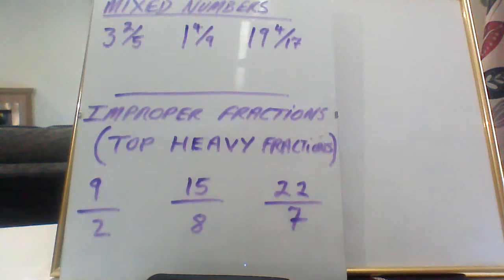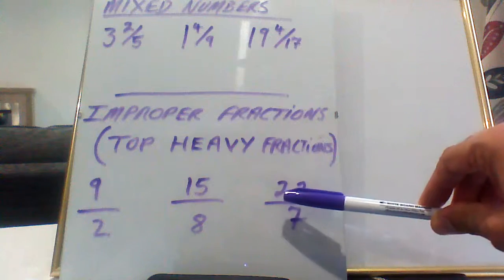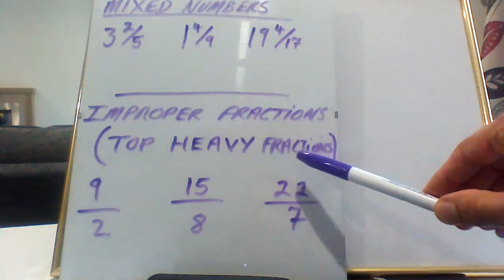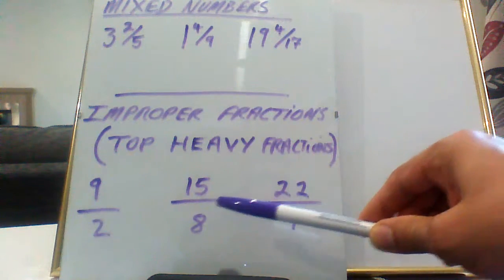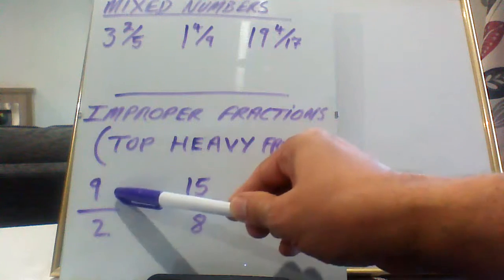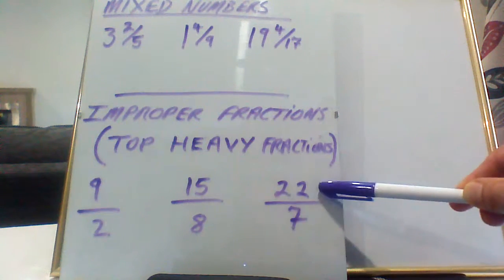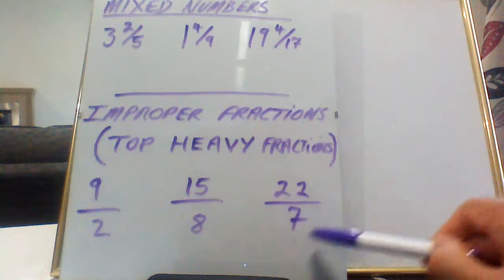Now let's define an improper fraction. An improper fraction is one where the numerator is larger than the denominator. Again, I have three examples on the board here on the lower section. Improper fractions are also known as top-heavy fractions. In other words, the numerator is always bigger than the denominator. So again, we have three examples. We have 9/2, 15/8, and 22/7.